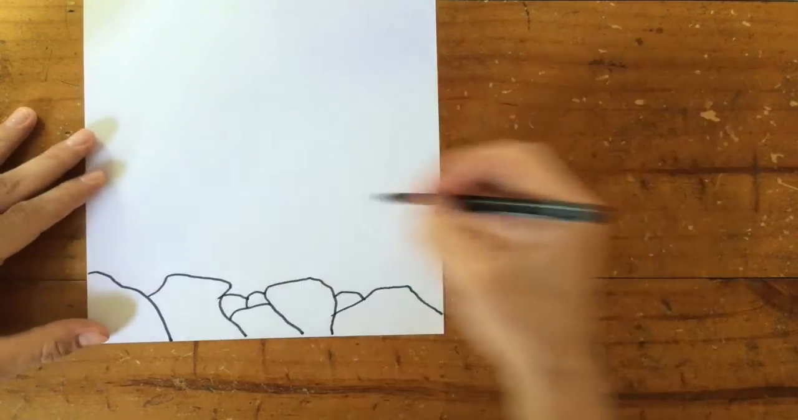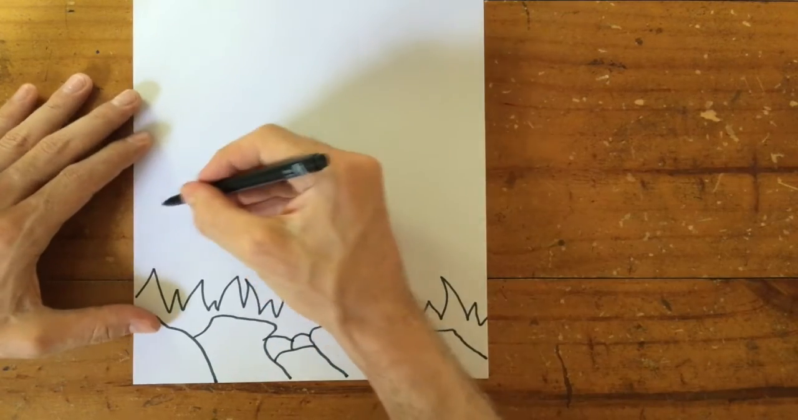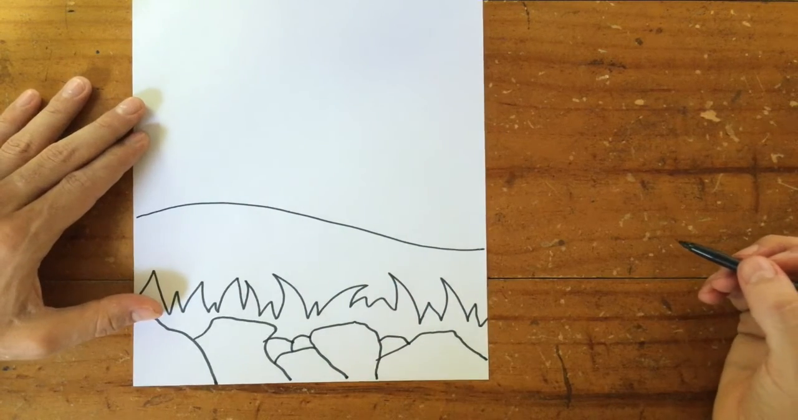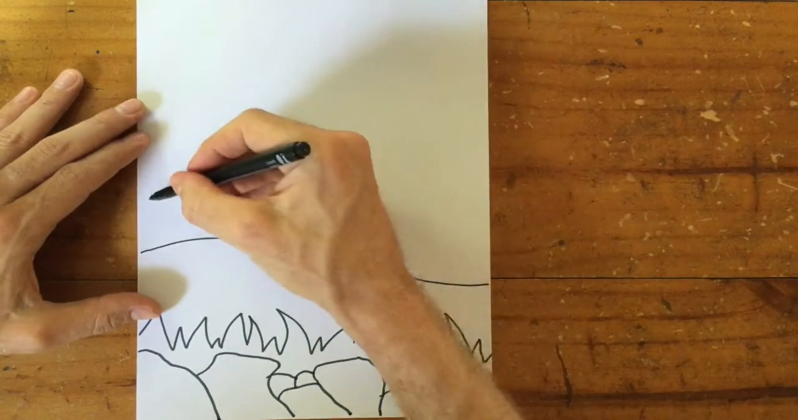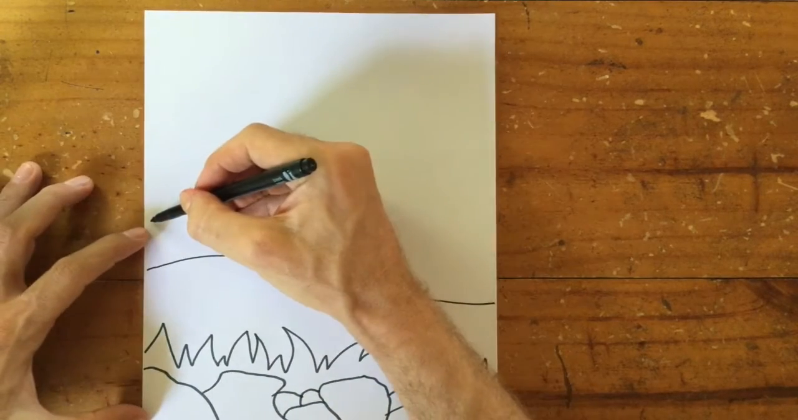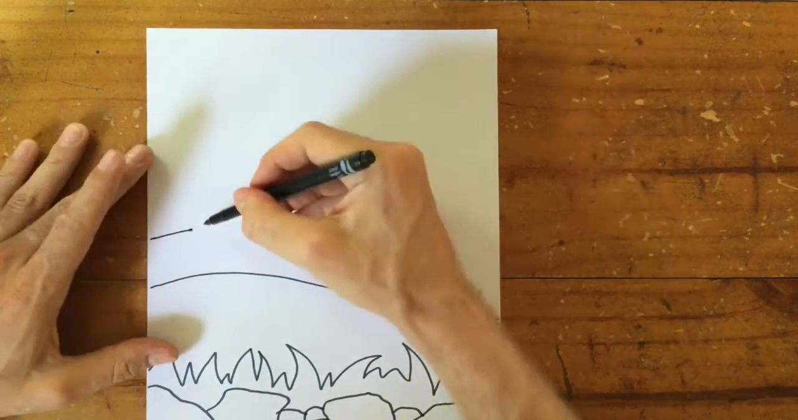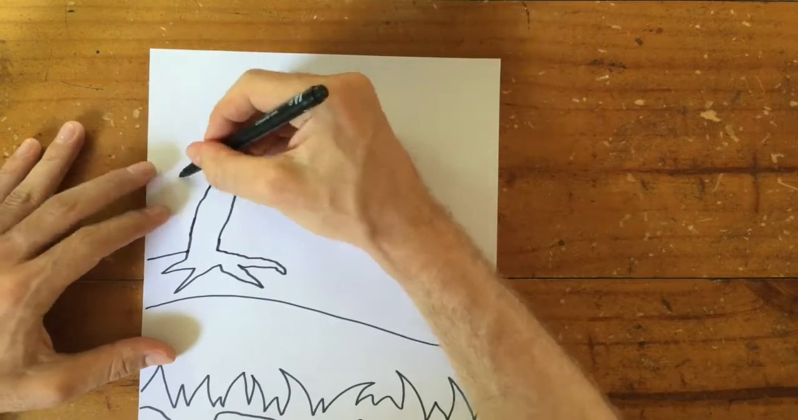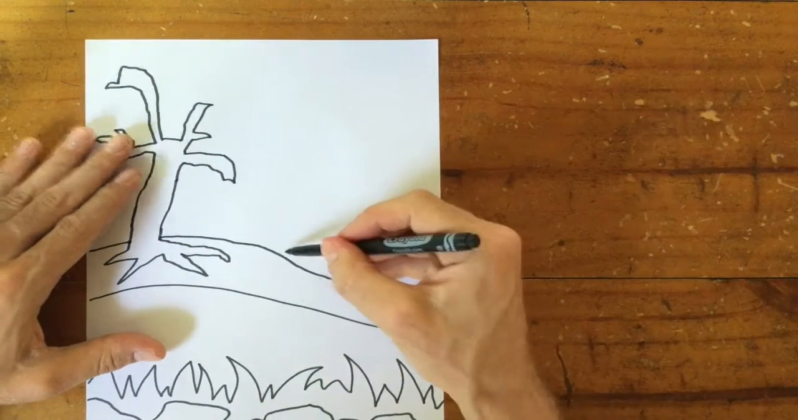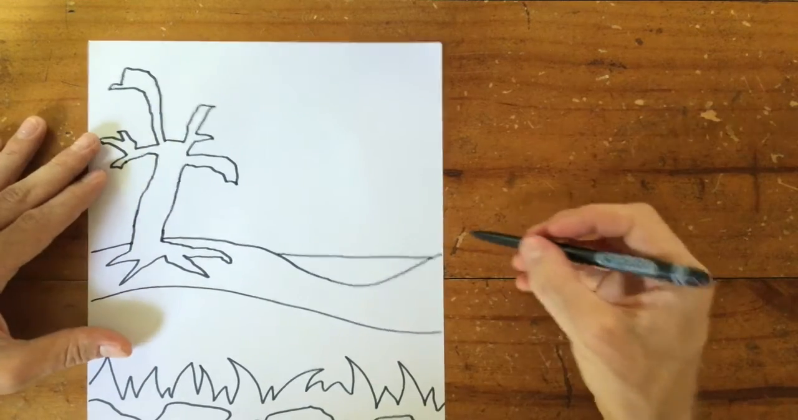Next, let's have some spiky grass. And then kind of coming up the picture a little bit now, let's just have a smooth sloping hillside. And then just above that, so about halfway up the page, let's have another hill, and we're going to put a tree here. And we could have some water, like a straight line. Could have a little lake here in the distance.